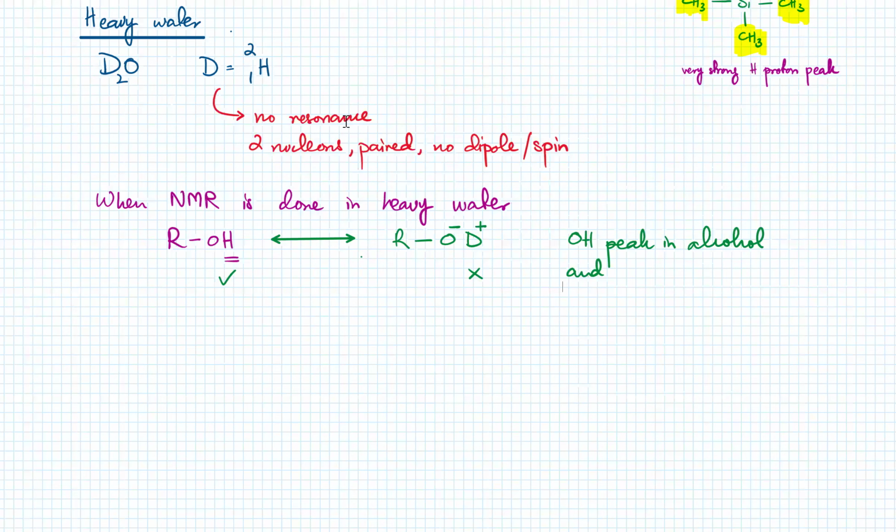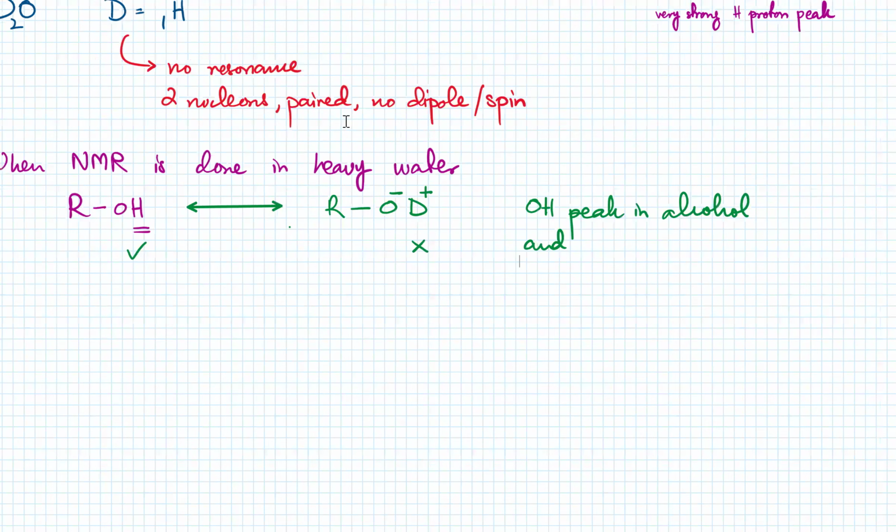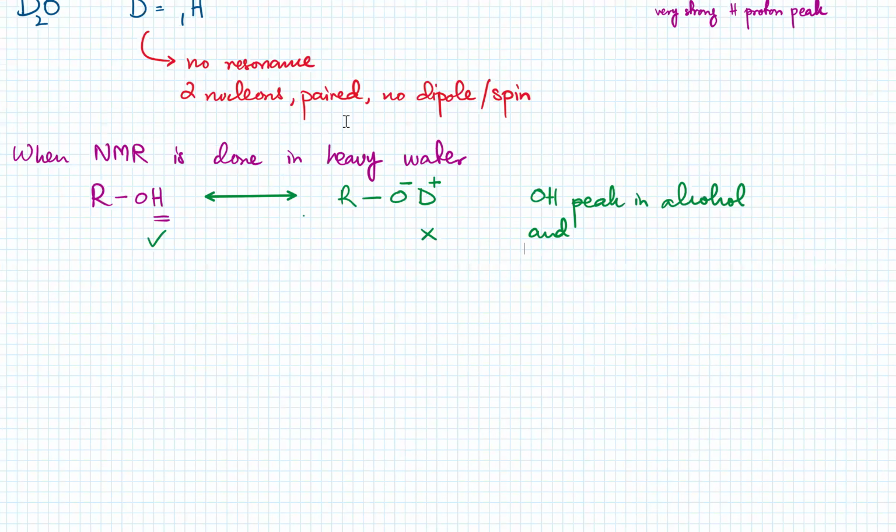So, sir, in NMR, do we need heavy water for this? Not necessarily. But if you want to find out which peak belongs to OH, not only OH, NH2 amine peaks also disappear. Alcohols, amines, and carboxylic acids disappear.